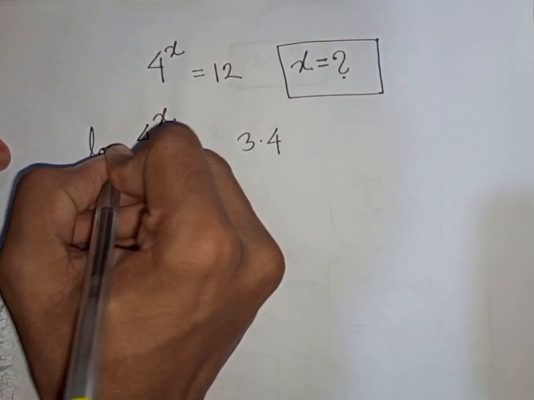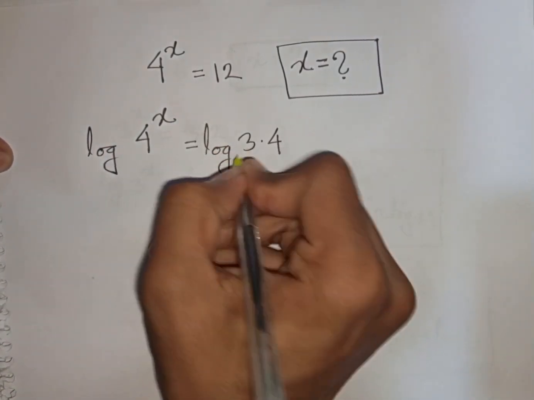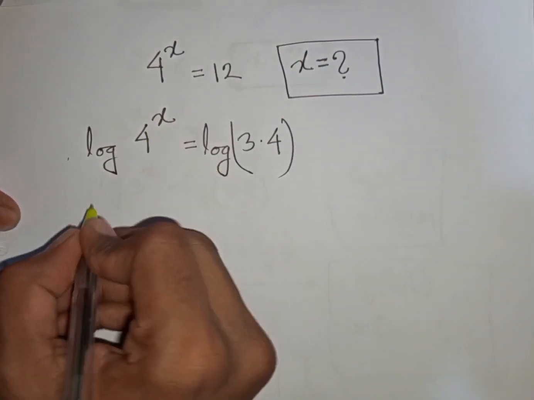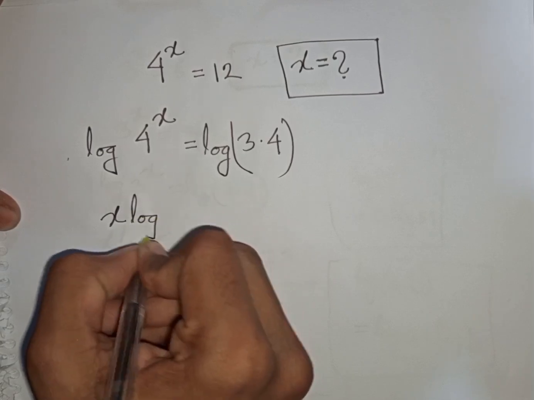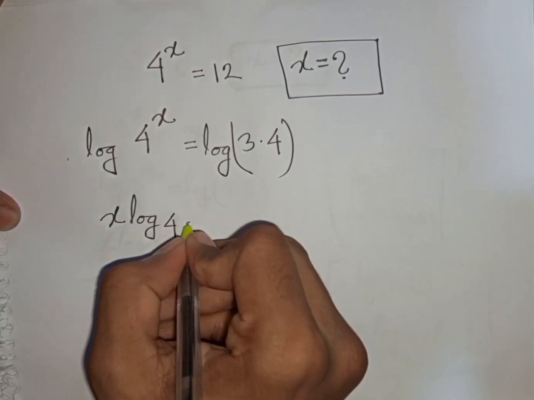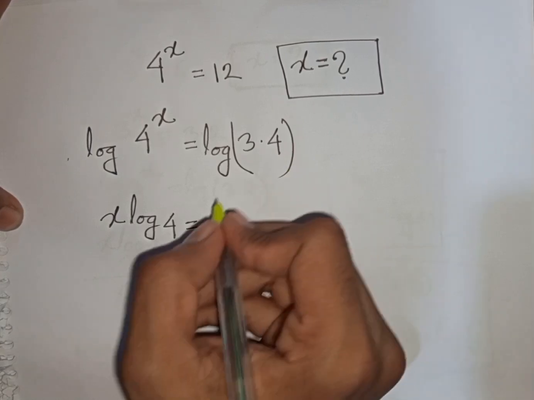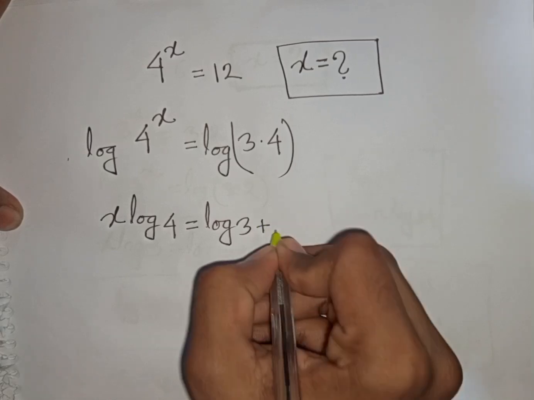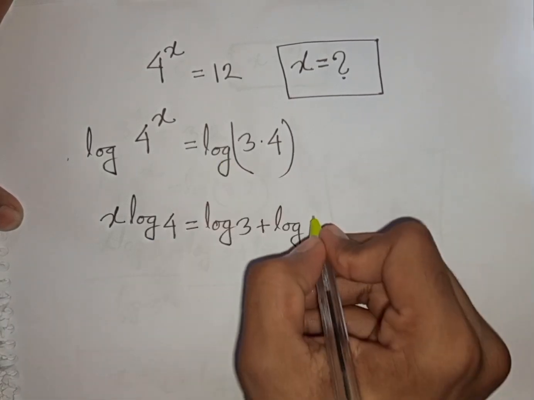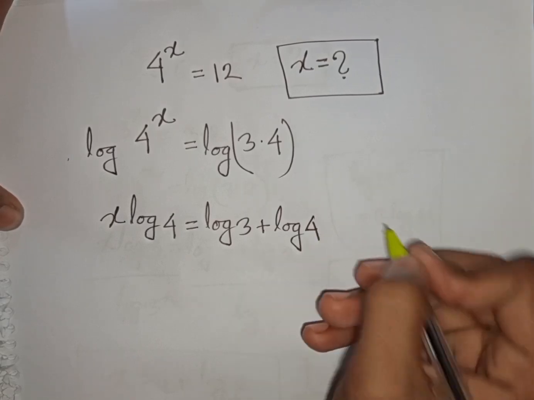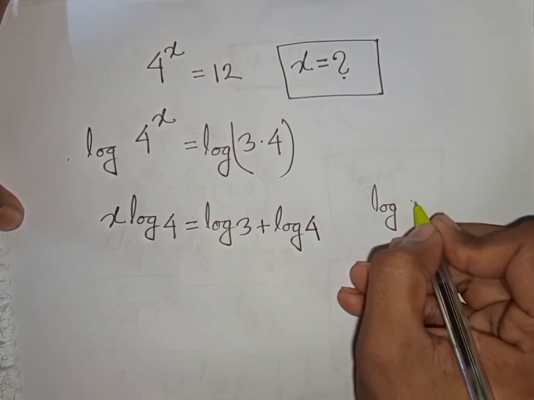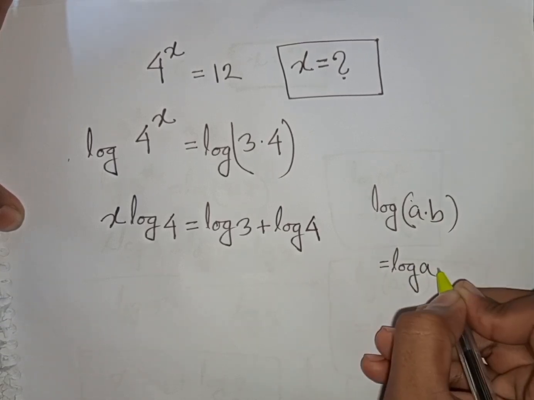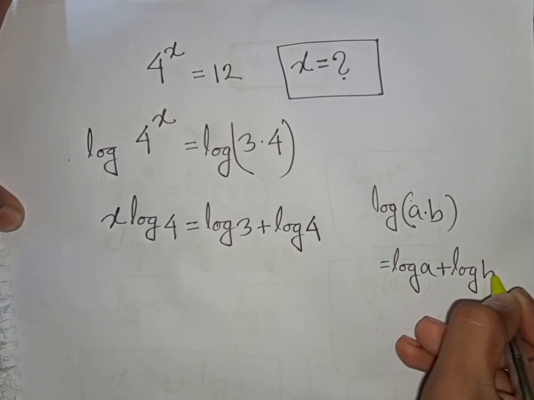So you can write here log of 4 power x is equal to log of 3 times 4. Now this power x will move to the base, so I can write here x log 4 is equal to log of 3 times 4, that means it will be log 3 plus log 4. According to this rule, log of a times b is equal to log a plus log b.